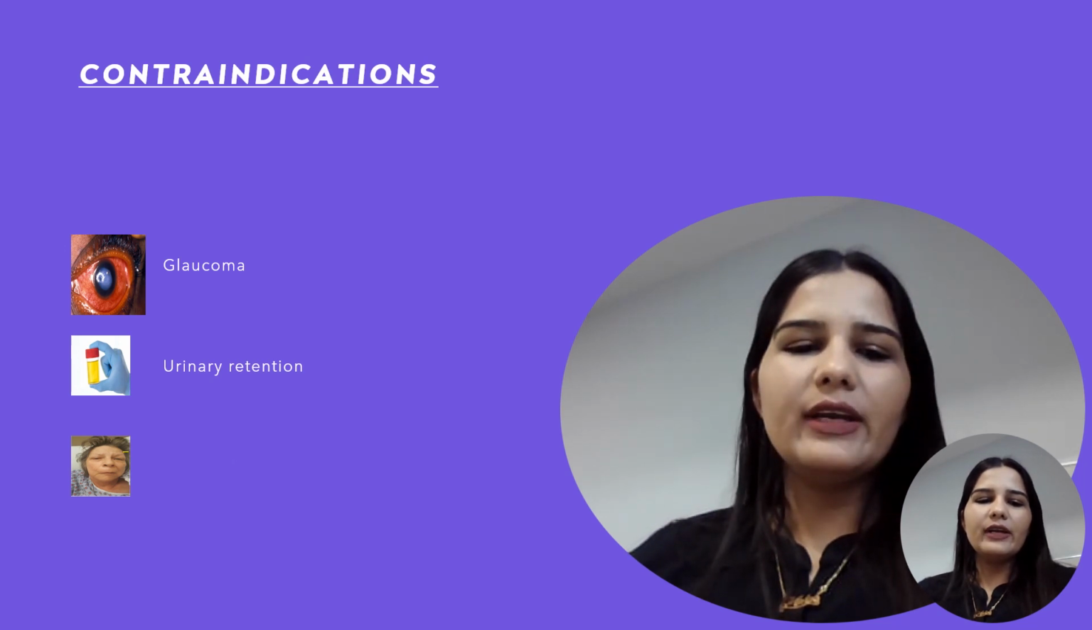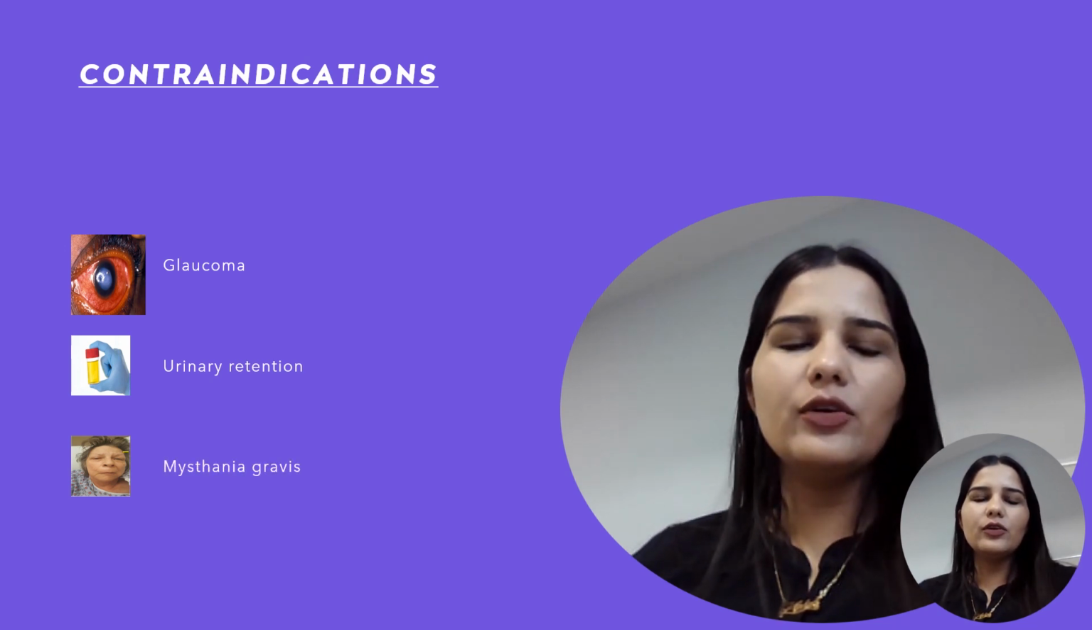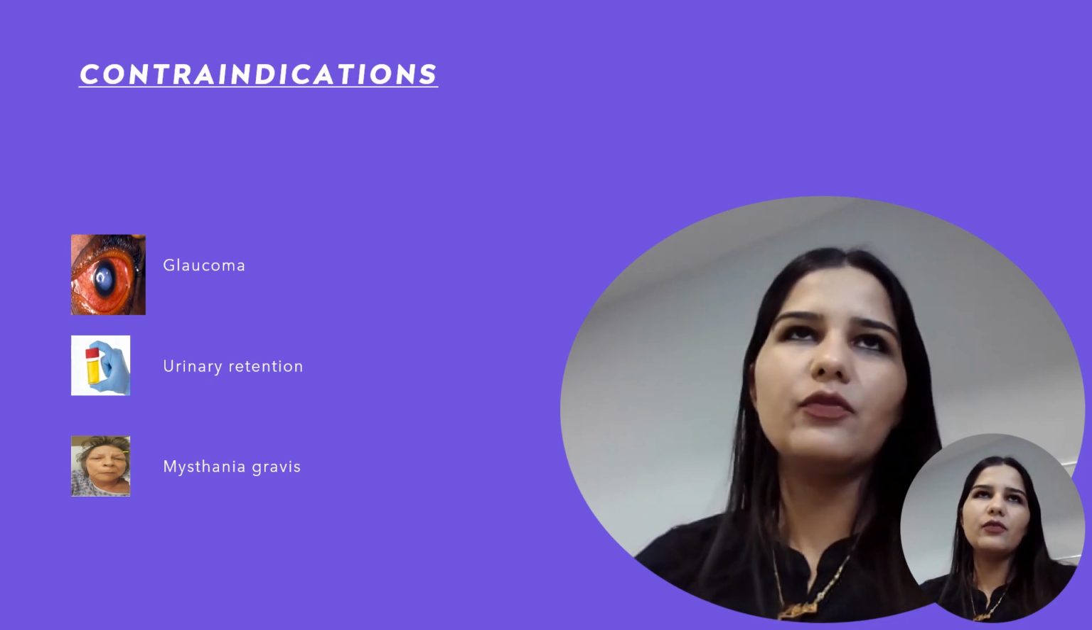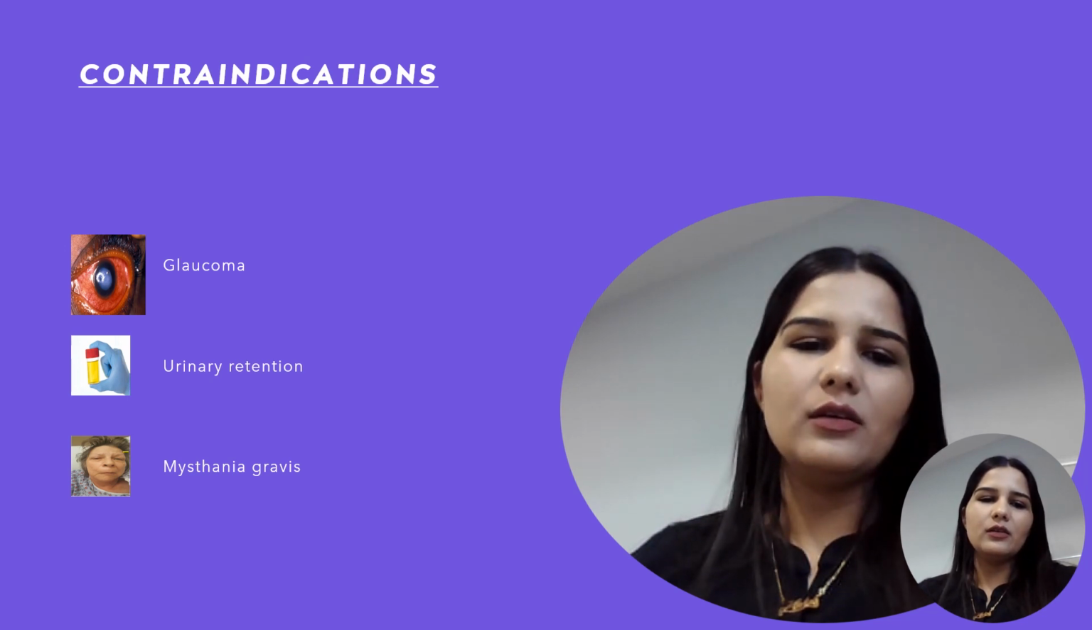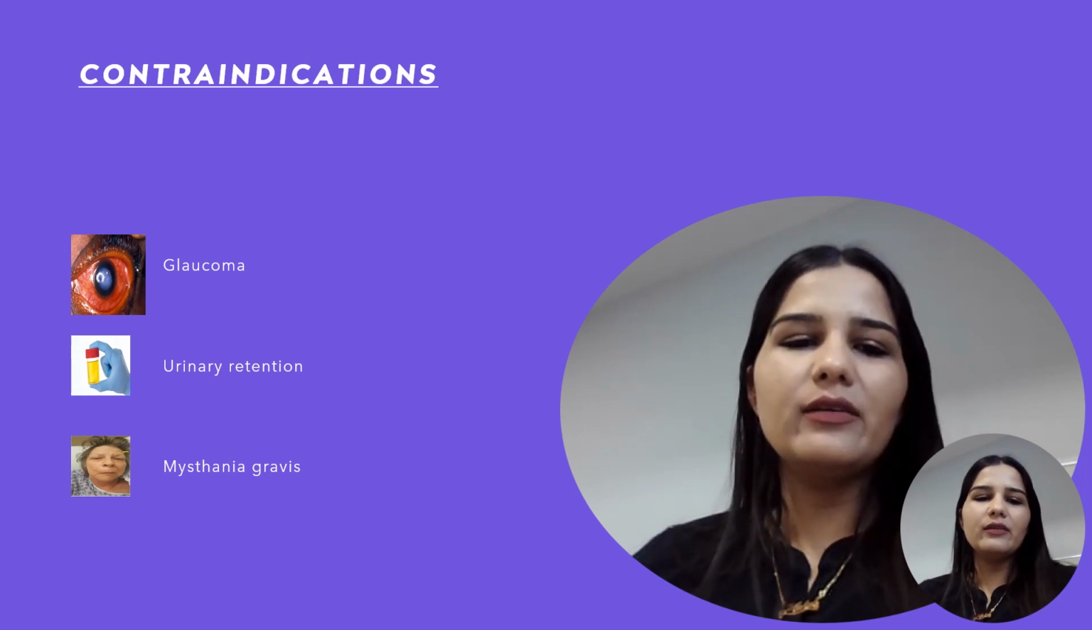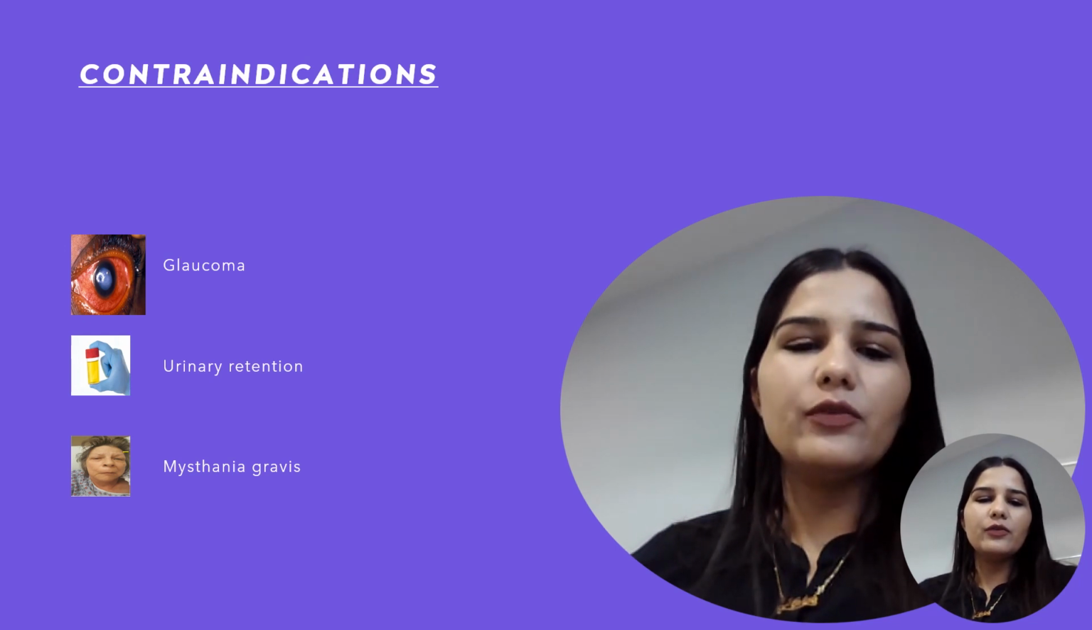The second contraindication is urinary retention. Urinary retention is a condition in which the individual has difficulty emptying the bladder, and these drugs, the anticholinergics, act by relaxing the bladder muscle and inhibiting the voiding reflexes. So these can further worsen the urinary retention by further reducing the bladder contractility.